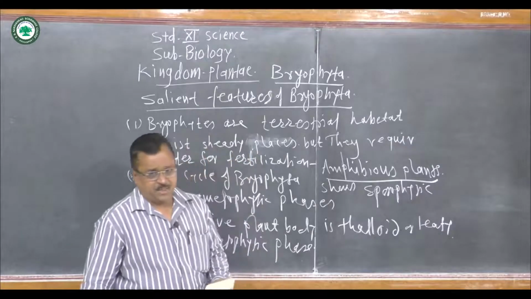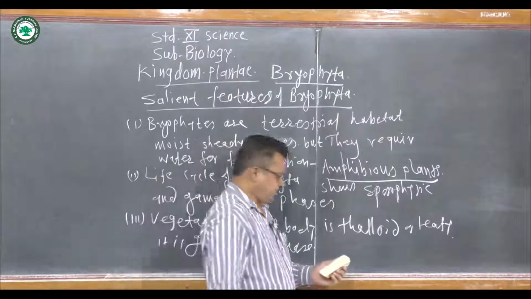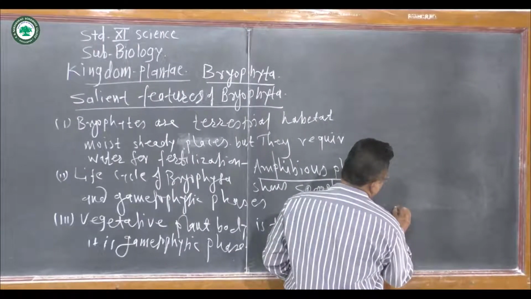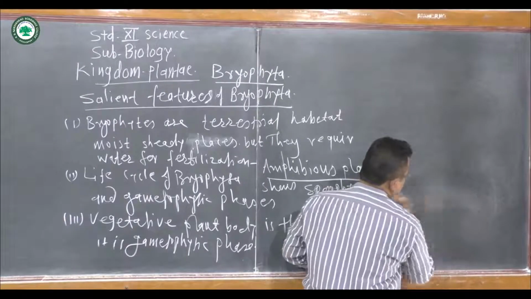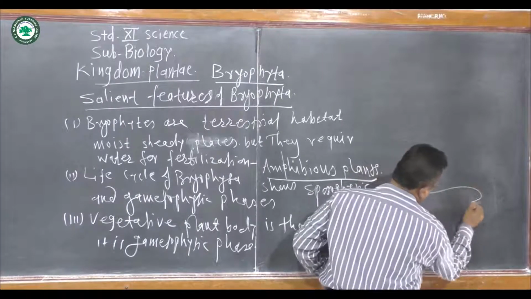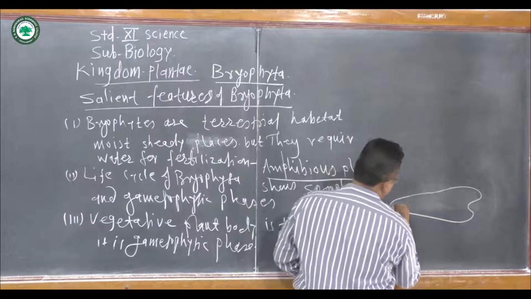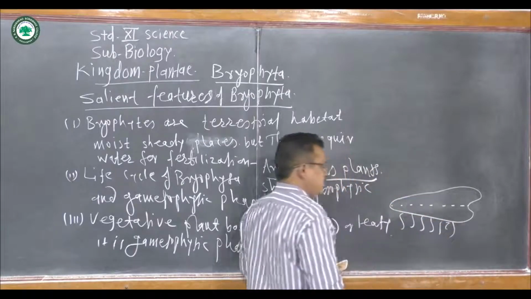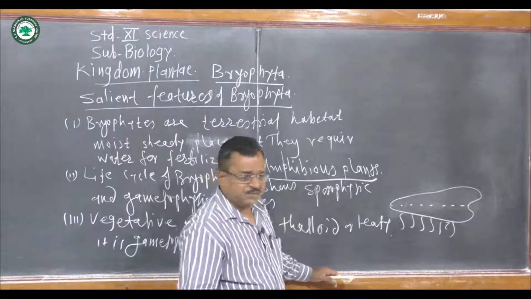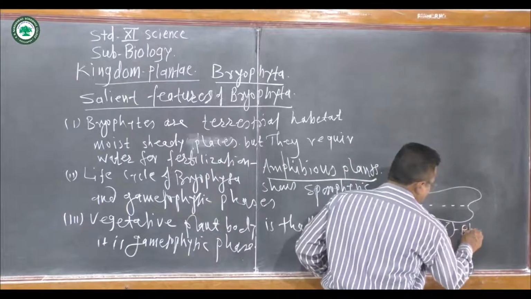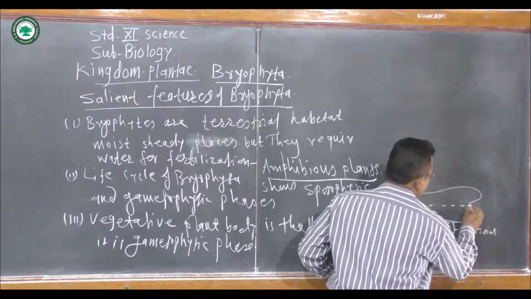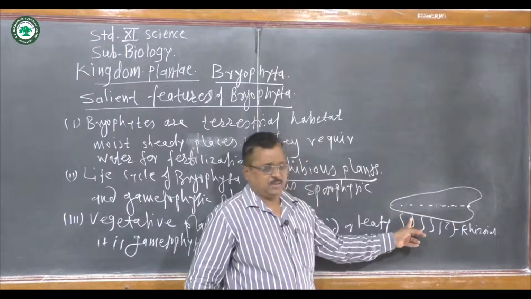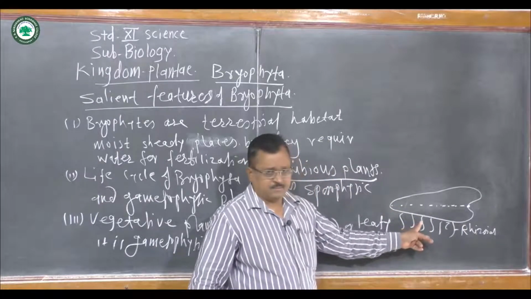In Riccia and Marchantia, these are the gametophytes, examples of the bryophytes, and the plant body appears like this. In Riccia, the plant body is dorsoventrally flattened. It has rhizoids, growing point and midrib. This is the gametophytic phase. The plant body is called the gametophyte.